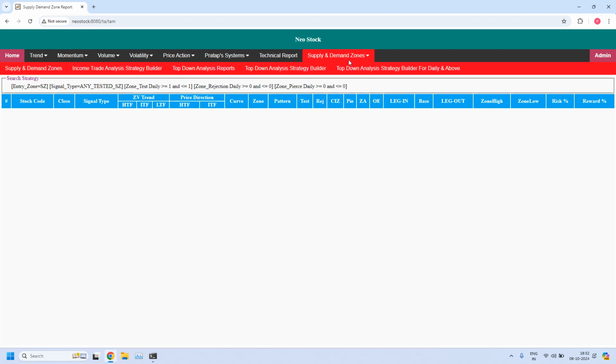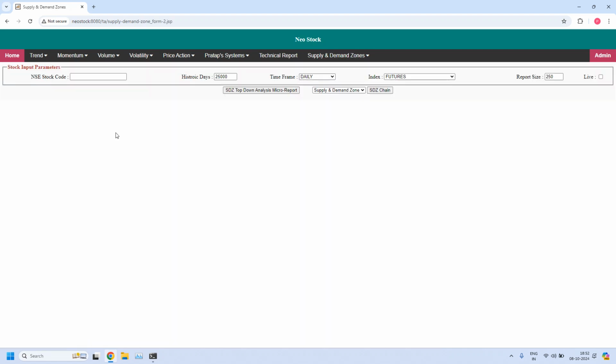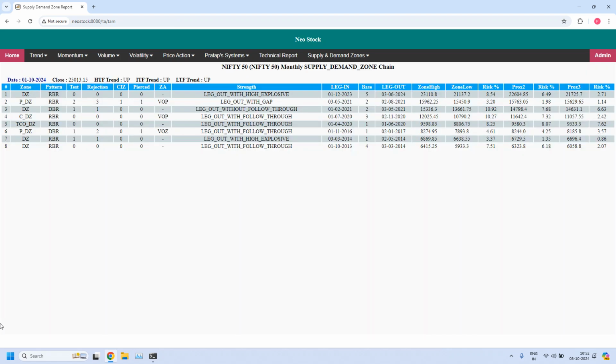Okay, now let's move on to the next set of reports, NIFTY and BANKNIFTY supply demand zone chain. First, let's start with NIFTY, starting from monthly time frame. I'm generating monthly supply demand zone chain for NIFTY. This is NIFTY's monthly supply demand zone chain.